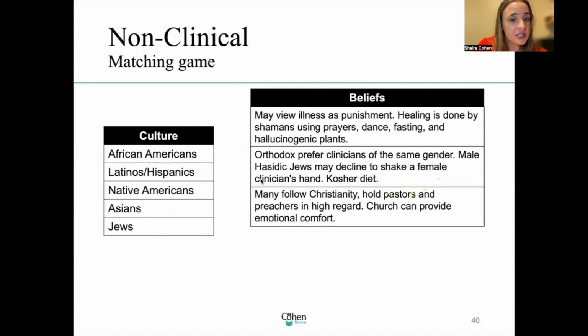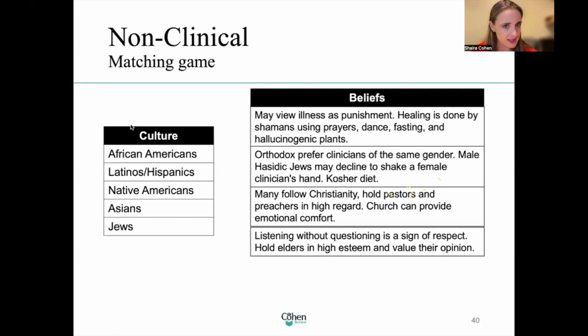Many follow Christianity, hold pastors and preachers in high regards. Church can provide emotional comfort. Who do you think this applies to? Very, very good. It is your African Americans. Very good. Next one.